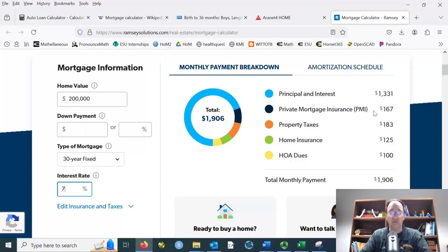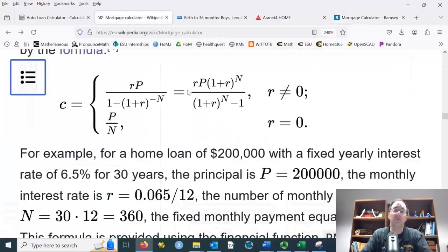And it even goes beyond what that basic formula from the Wikipedia page shows, because it takes into account PMI and taxes and insurance and so forth. And it even gives an option for editing those numbers as appropriate. So something like this is easy to use and is more likely to be used by the majority of people than a formula that looks like this. So these are all things to keep in mind when you're implementing the model.